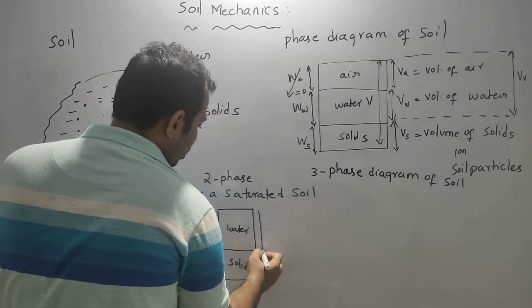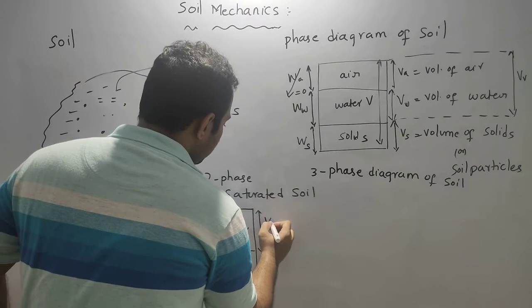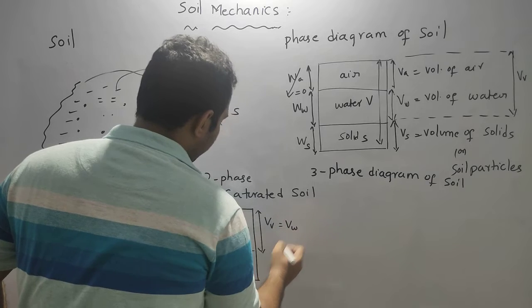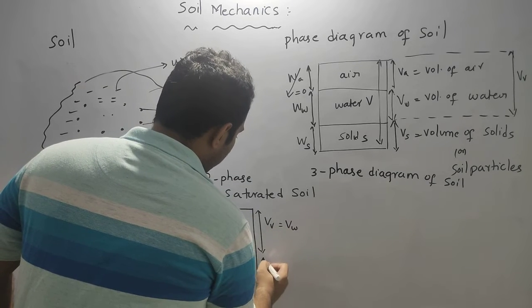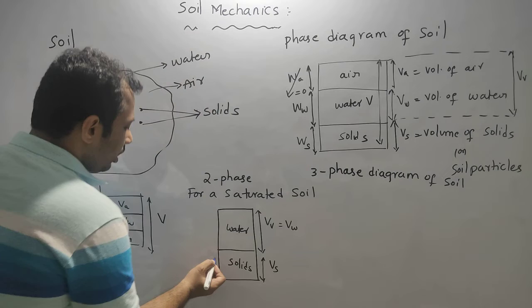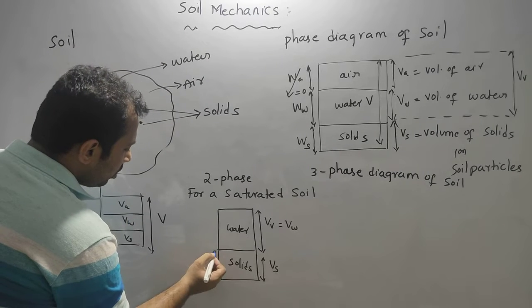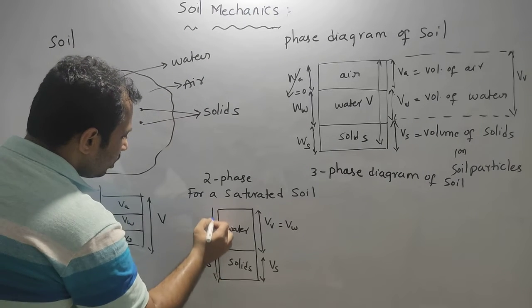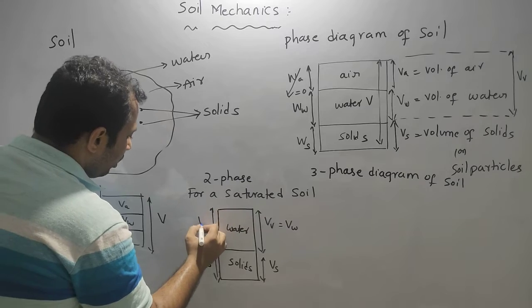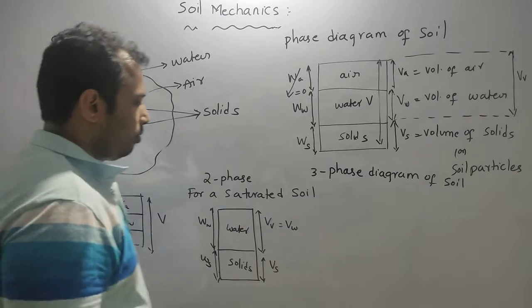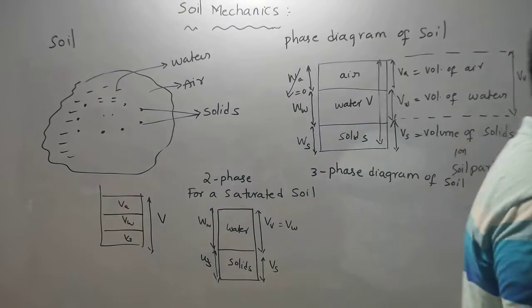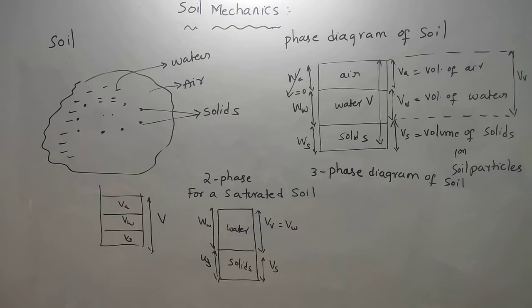Okay, here the volume of voids is equal to volume of water, and this is volume of solids, and here it is weight of solids and the weight of water. Here this is weight of water. So this is a two-phase diagram, in which you are only having water and solids.